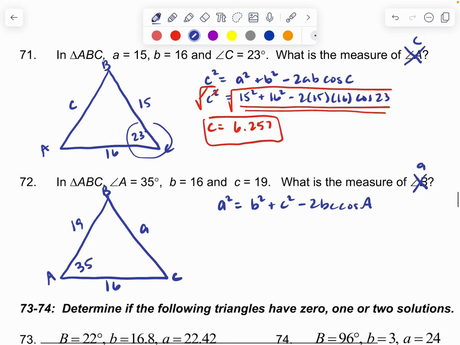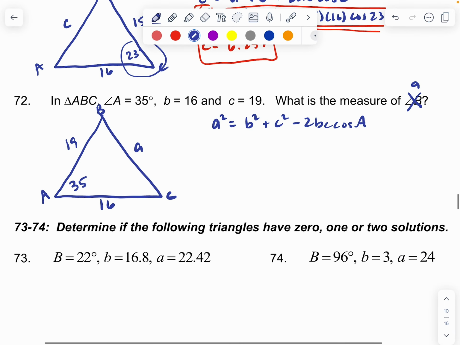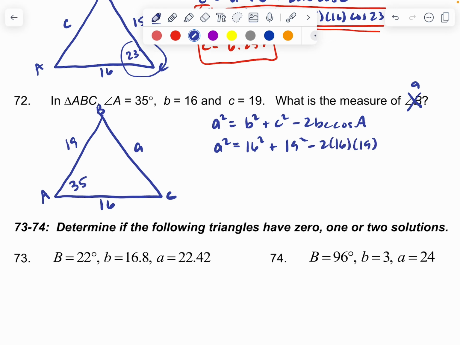All right, let's plug it in. I don't know what a is, so I'm going to go a squared equals. Then b is 16, so it's 16 squared. C is 19, so it's 19 squared, minus 2 times 16 times 19 times the cosine of angle A, which is 35. And you guys, the same thing as in the number above, we're going to take the square root of both sides and just plug that in exactly the way that we see it into our calculator. So let's go ahead and do that.